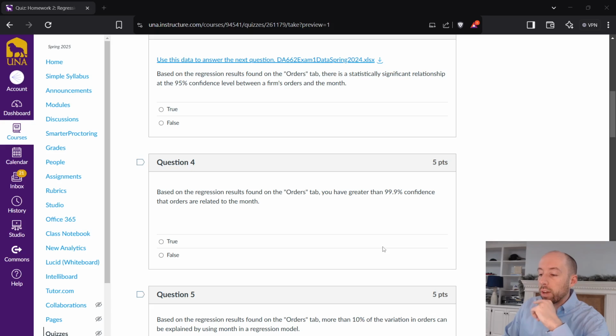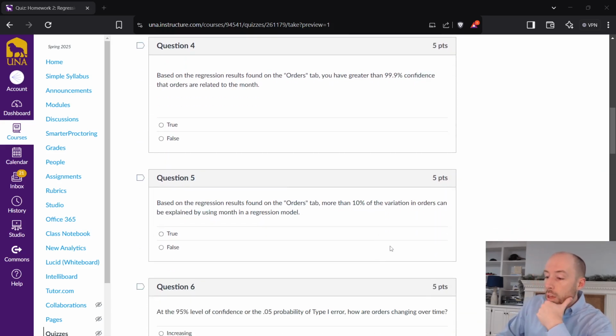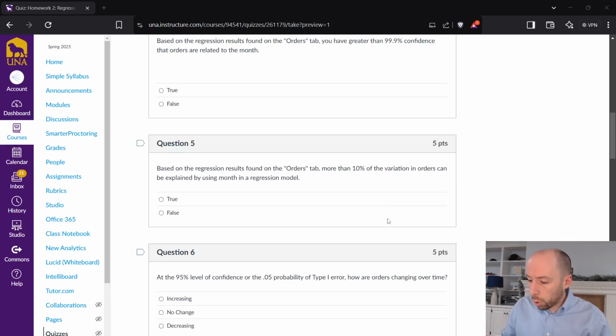Based on the regression results found on the Orders tab, you have greater than 99.9% confidence that orders are related to the month. I would direct you to something like a p-value for this as well. Based on the regression result found on the Orders tab, more than 10% of the variation in orders can be explained by using month in a regression model. Well, there's one statistic that tells us the proportion of the variance of the dependent variable, y, that is explained by the independent variable, which in this case is x, or perhaps a collection of multiple independent variables. That would be r squared, is what we're looking for.